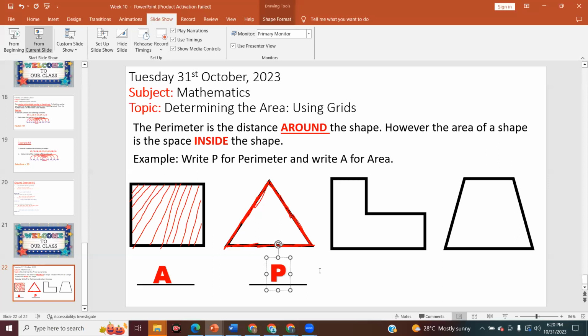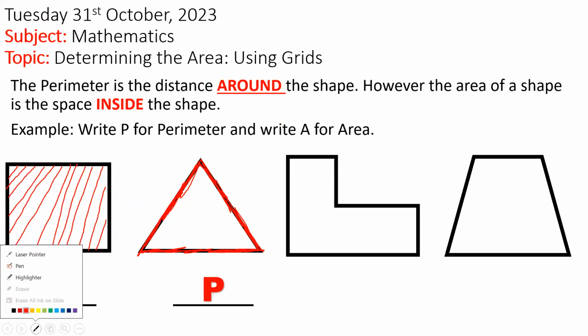How many persons said P for the second one? How many said P for the second? I did. Okay, very good. All right, now let's look at this shape.